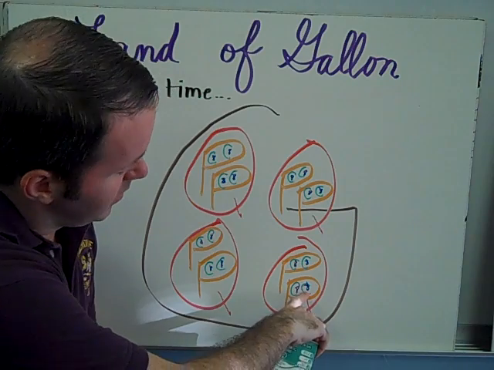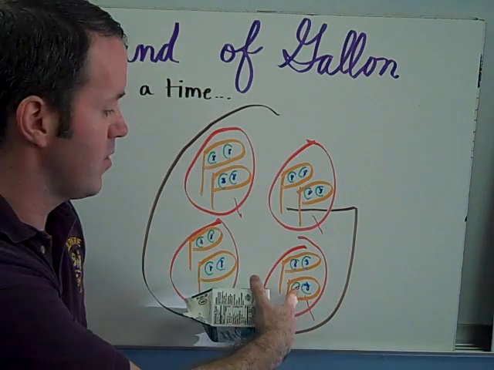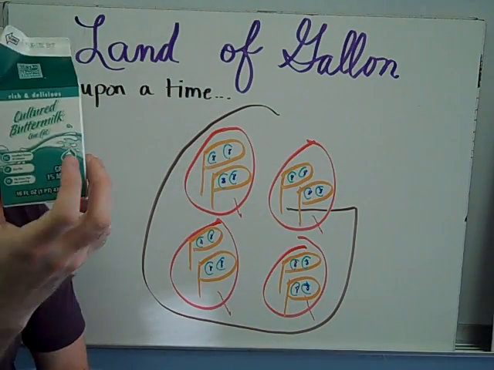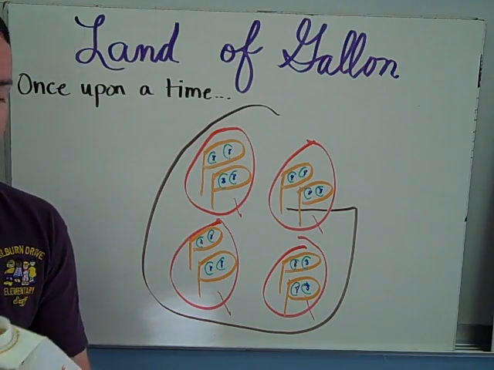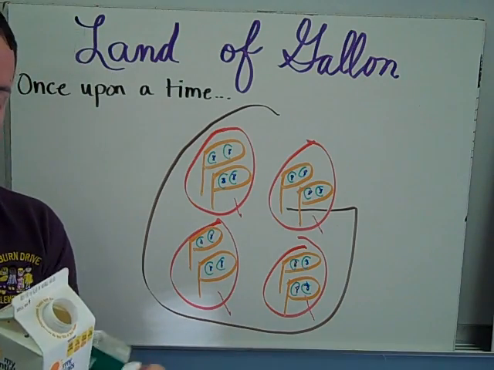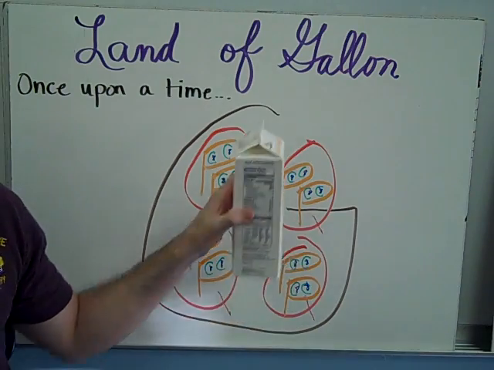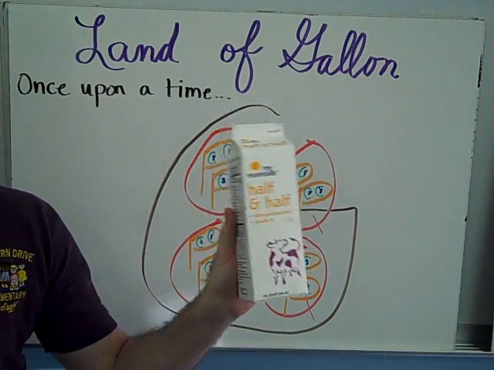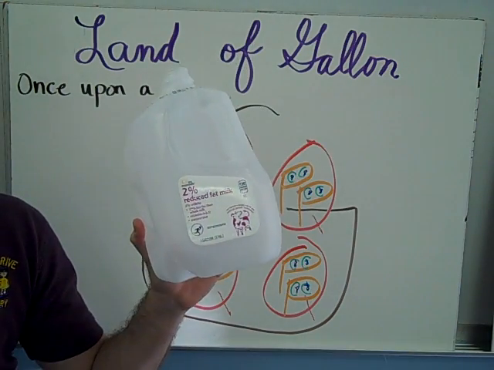And if I look, there are 2 children inside of the prince or princess. So 2 cups inside 1 pint. There are 2 of these pints inside 1 quart, so I can fit 2 pints inside 1 quart. And then I go larger and I can fit 4 of these quarts into my gallon.